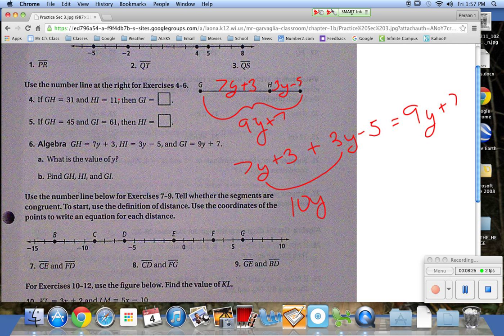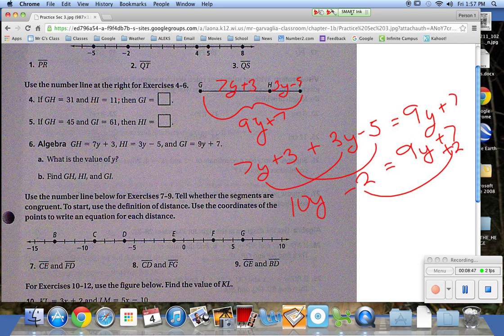Josie, can we combine the 3 and the negative 5? What does it come up with? Negative 2. And we know that's equal to 9y plus 7. Okay, we got to that point, right? What do we do next? Evan? Flip the negative 2 over. We can bring the negative 2 over here, right? And it becomes a plus.